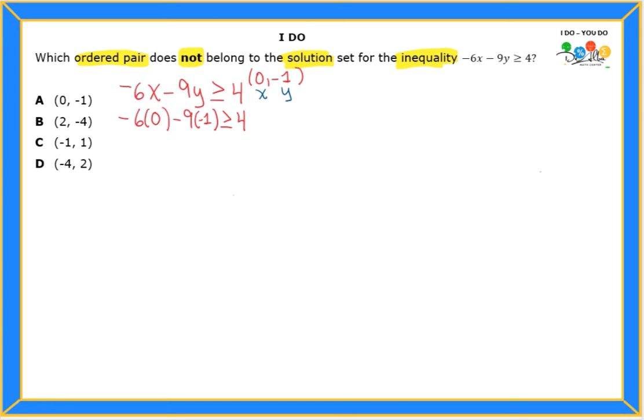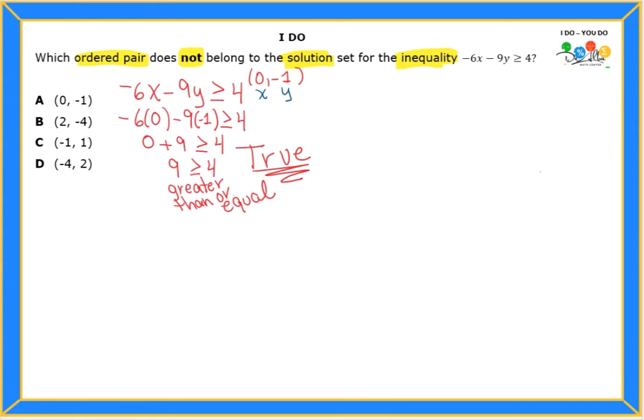Good so far? Okay, let's continue. Negative 6 times 0 gives me a 0. Negative 9 and a negative 1 multiply gives me a positive 9 greater than or equal to 4. 0 plus 9, I still keep the 9. And the question now is this. Is it true that 9 is greater than or equal to 4? Remember, that's what the symbol is. Is that true? Yes, it is. 9 is greater than 4. So letter A, it's true. Let's move on to letter B.